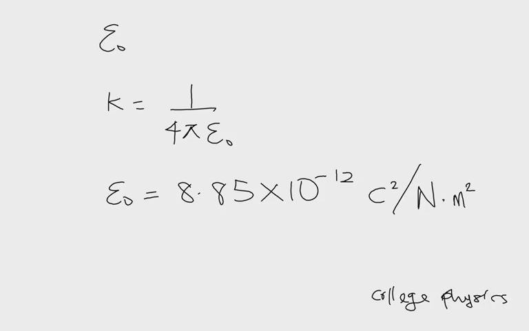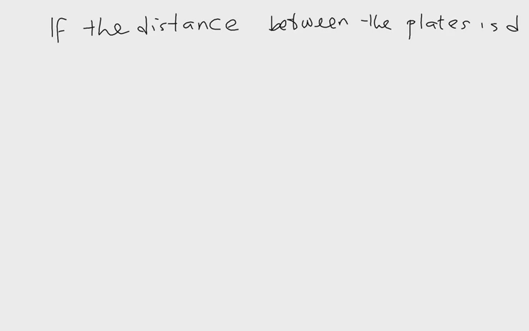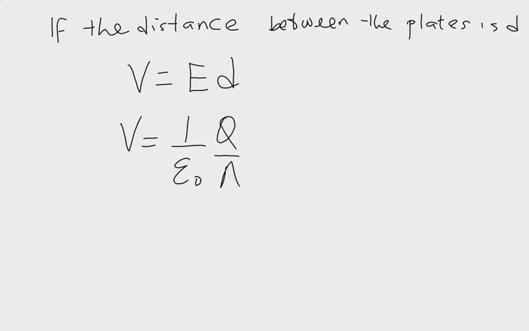If the distance between the plates is D, then V, the potential difference, is related to the electric field by E times D. So in that case, the potential difference V is going to be 1 over epsilon naught, Q over A, times D.